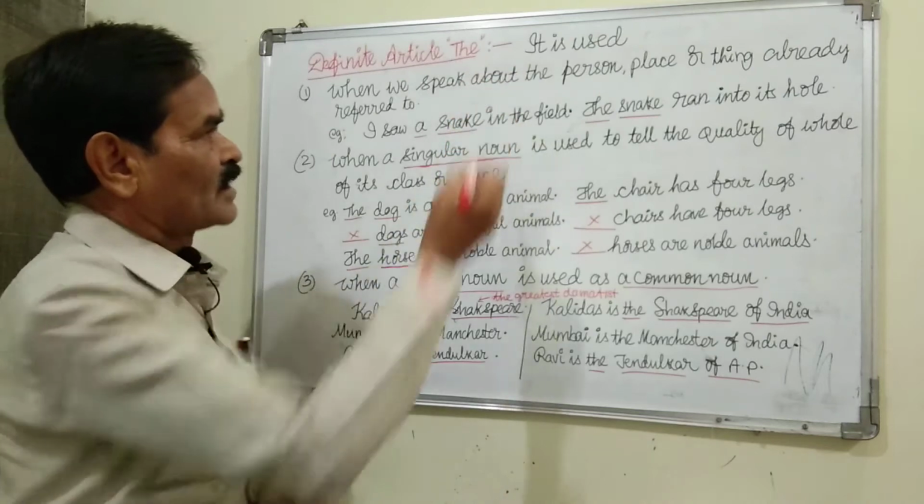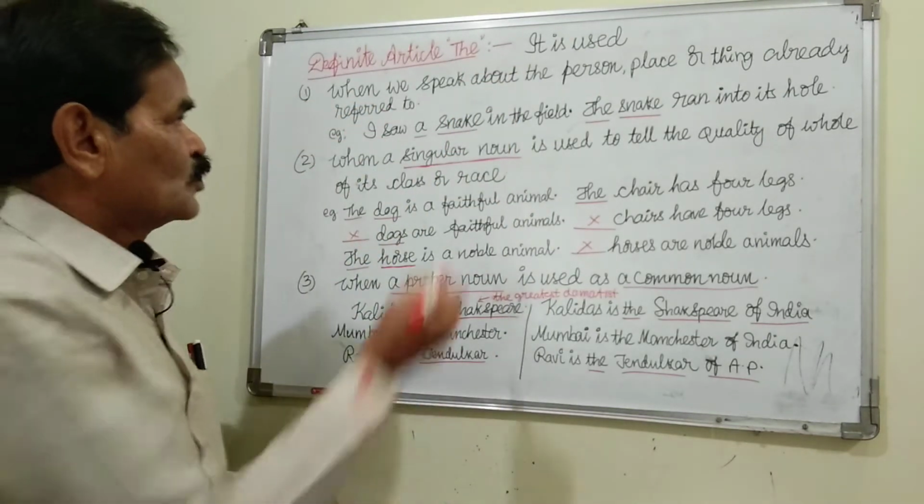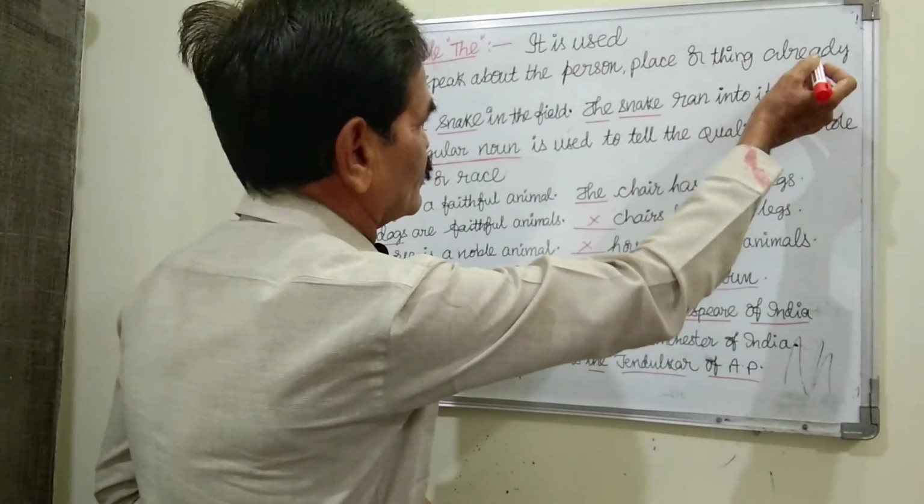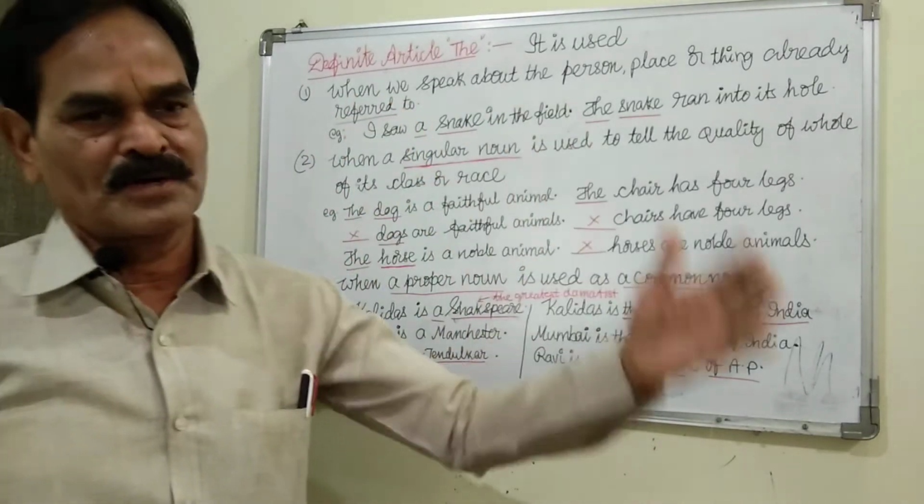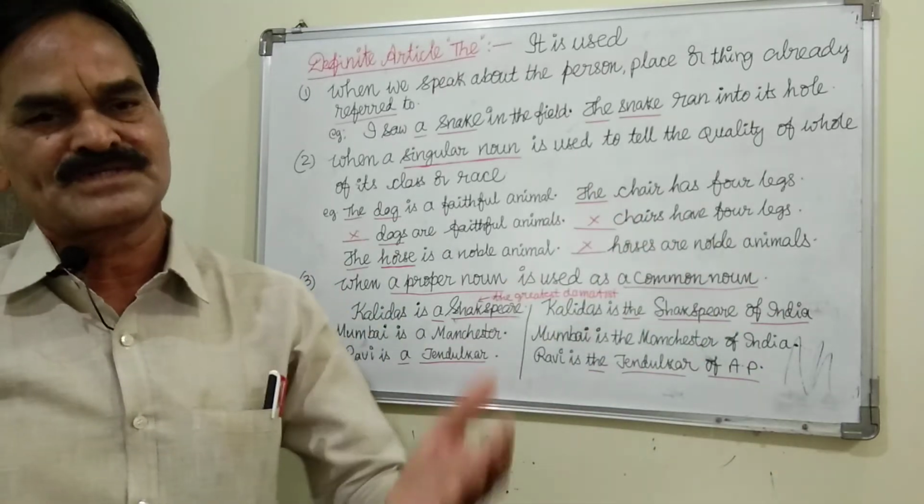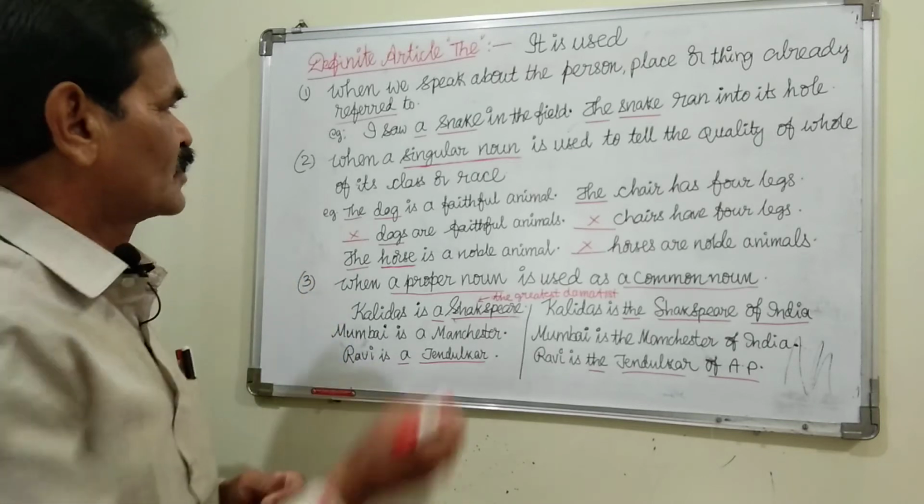The definite article the is used first when we speak about a person, a place or a thing already referred to. First of all, we have spoken about somebody or some place or something. Then again, when we refer to the same person or same place or same thing, then we use the.